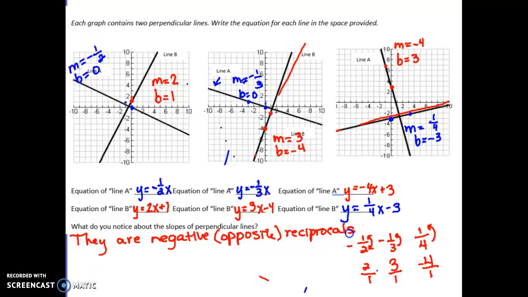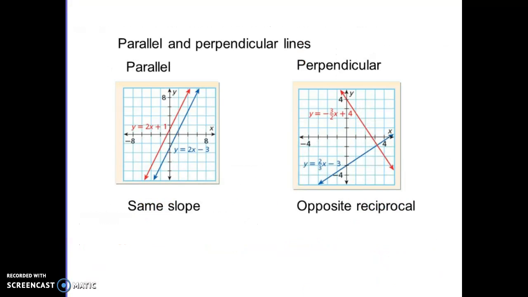All right, so moving on. Here's a good example, actually a good picture. If you notice, we've got two parallel lines. The equation of the red one is 2x plus 1. The equation of the blue one is 2x minus 3. If you notice, they're parallel, and they have the same slope.